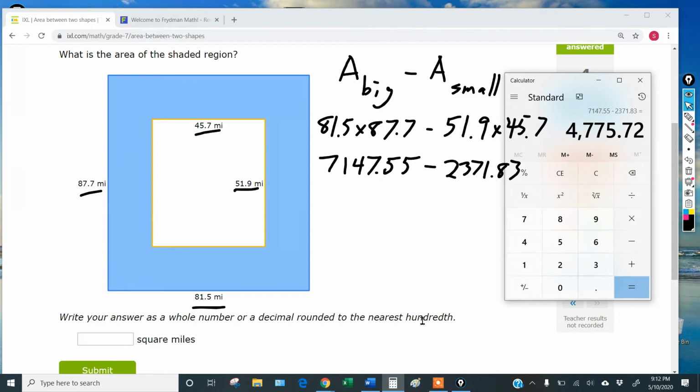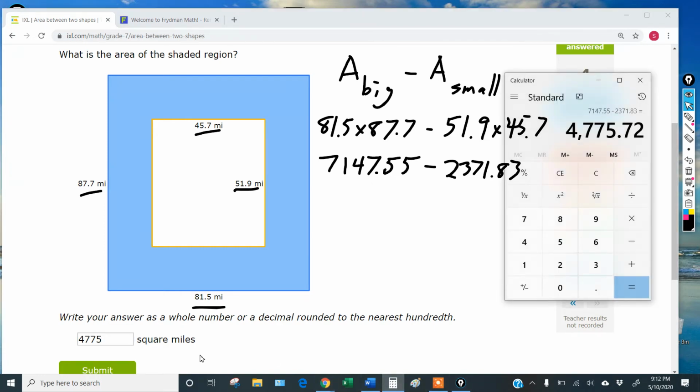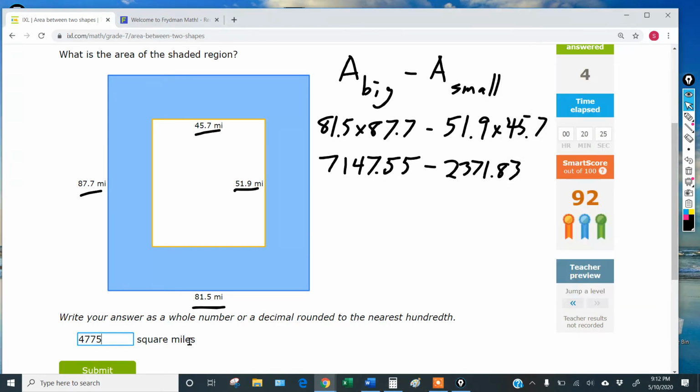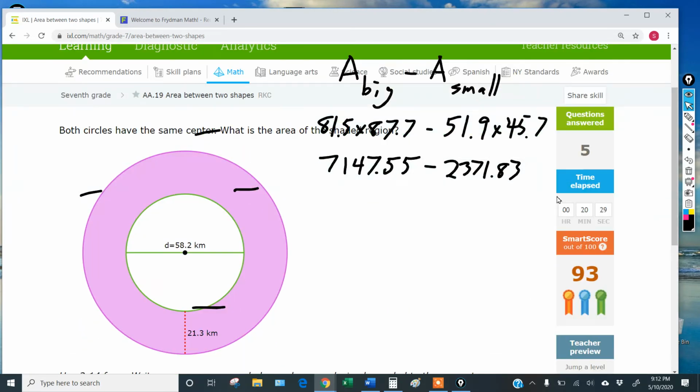Again, we don't have to round this one to the nearest hundredth because it only goes up to the hundredths place. So there's nothing to round. I'm not even sure why it asked us to do that. Maybe you have to round sometimes for some of them. I don't know. We haven't had any problems where we have to round. So that was 4,775.72. Okay. All right.